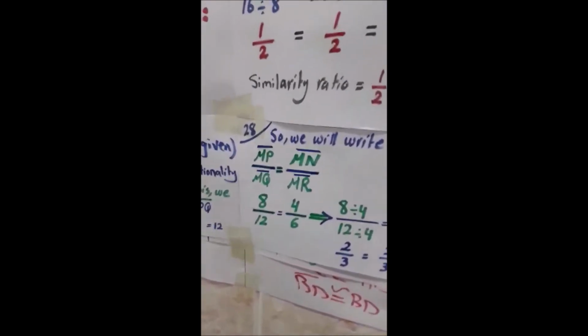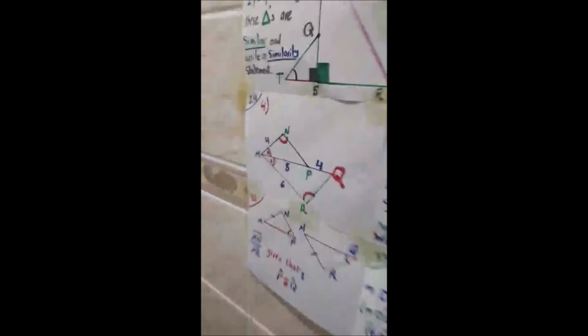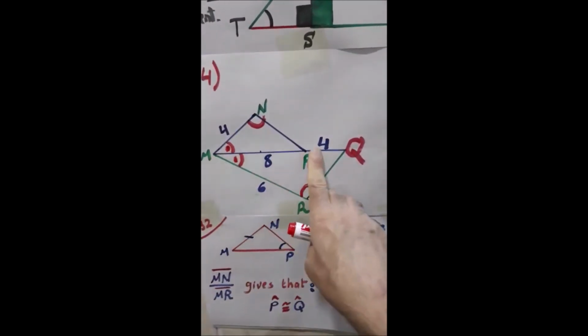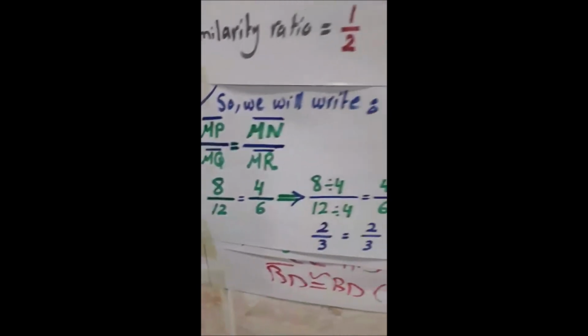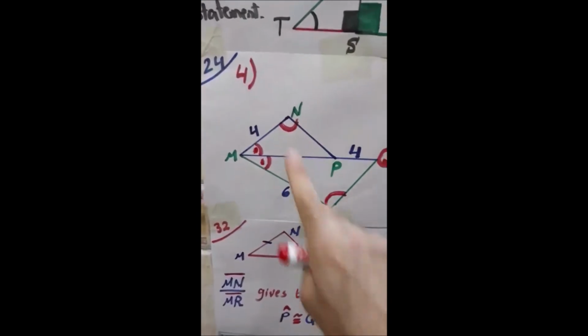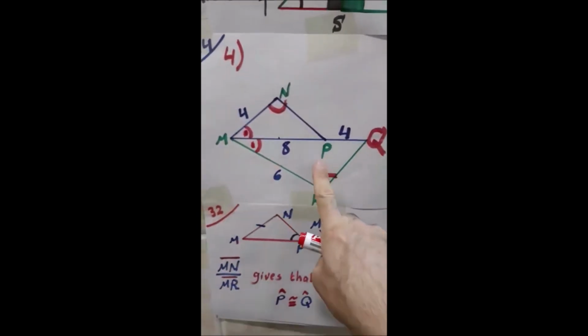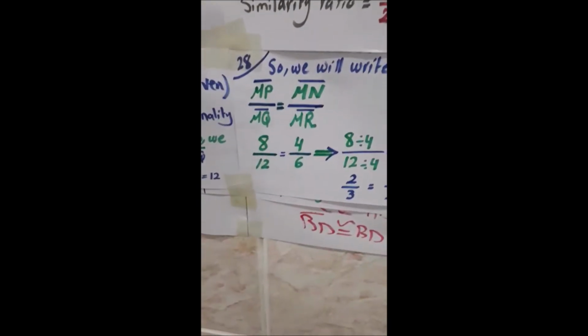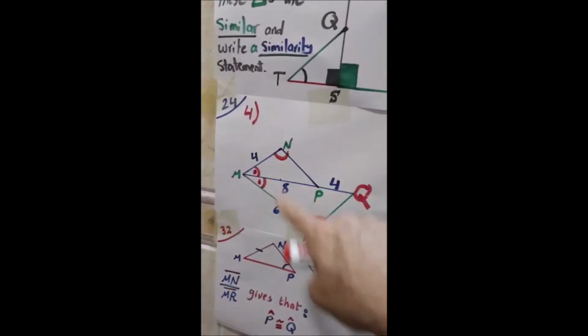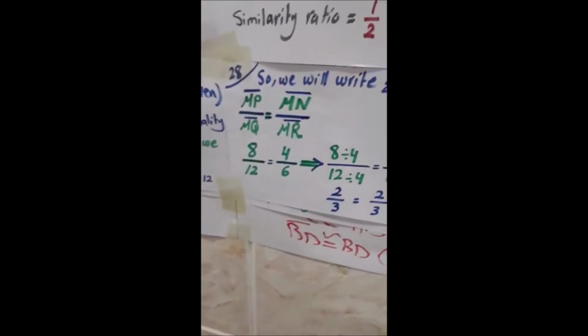Actually, we have MP of this triangle over MQ of this triangle. So MP over MQ equals MN over MR, MN from this triangle over MR from this triangle. So again, we have MP over MQ equals MN over MR. So Khalid, you will copy these side lengths here, and you will have 8 over 12 equals 4 over 6.